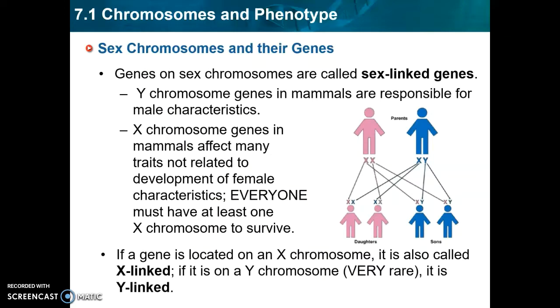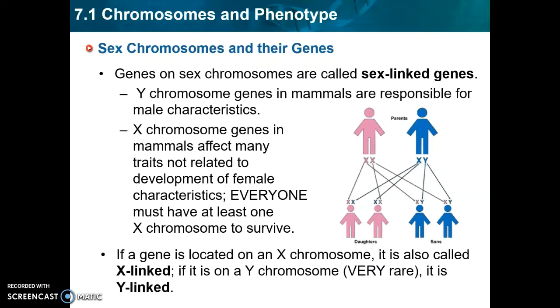So now let's talk about sex chromosomes and how those genes differ. If a gene for a trait is located on a sex chromosome, meaning either an X or a Y chromosome, we call that a sex-linked gene. Now, we know that in mammals, the Y chromosome, the genes on that chromosome are pretty much exclusively involved in producing male characteristics. So it's going to have to do with the development of the male sexual organs and really not much else other than that.